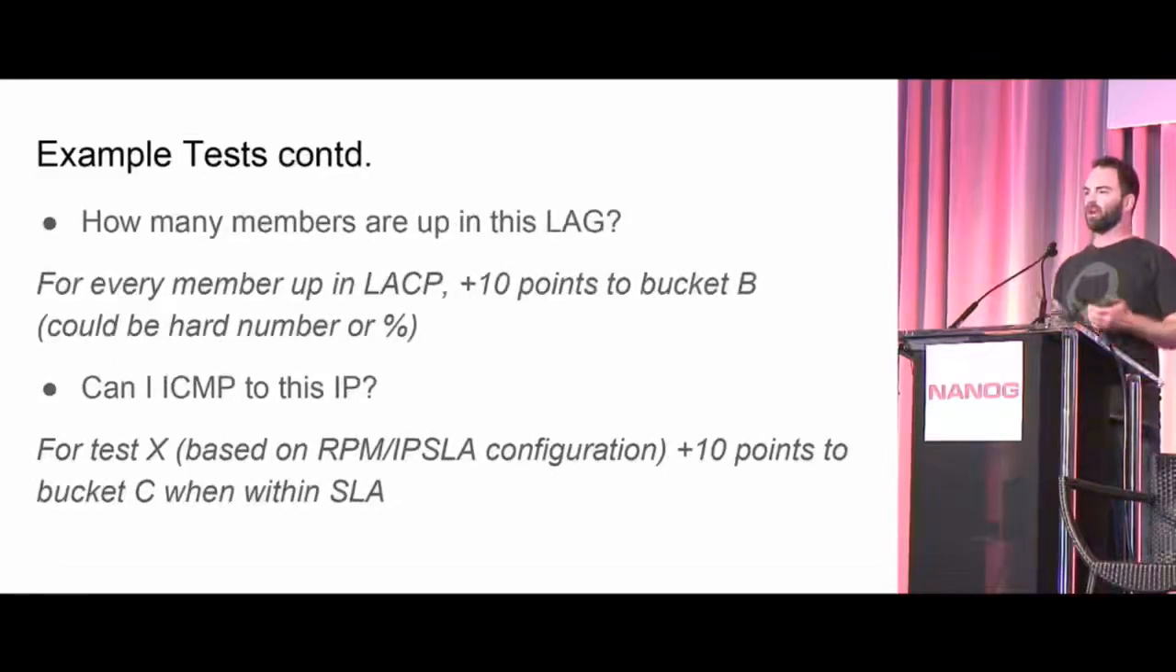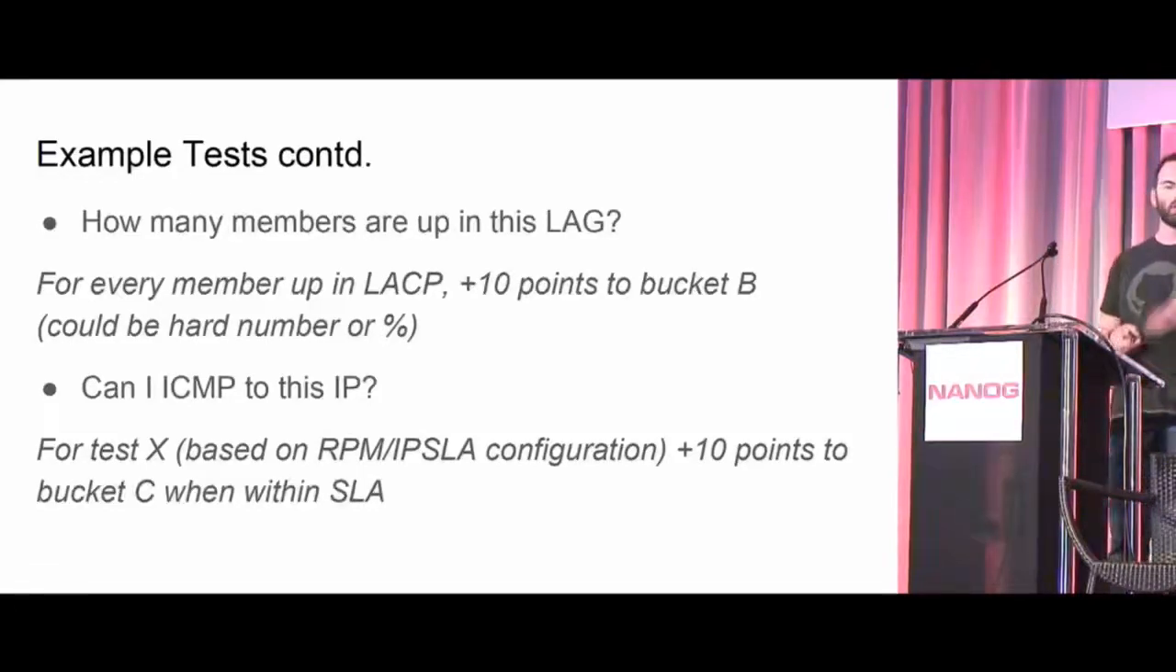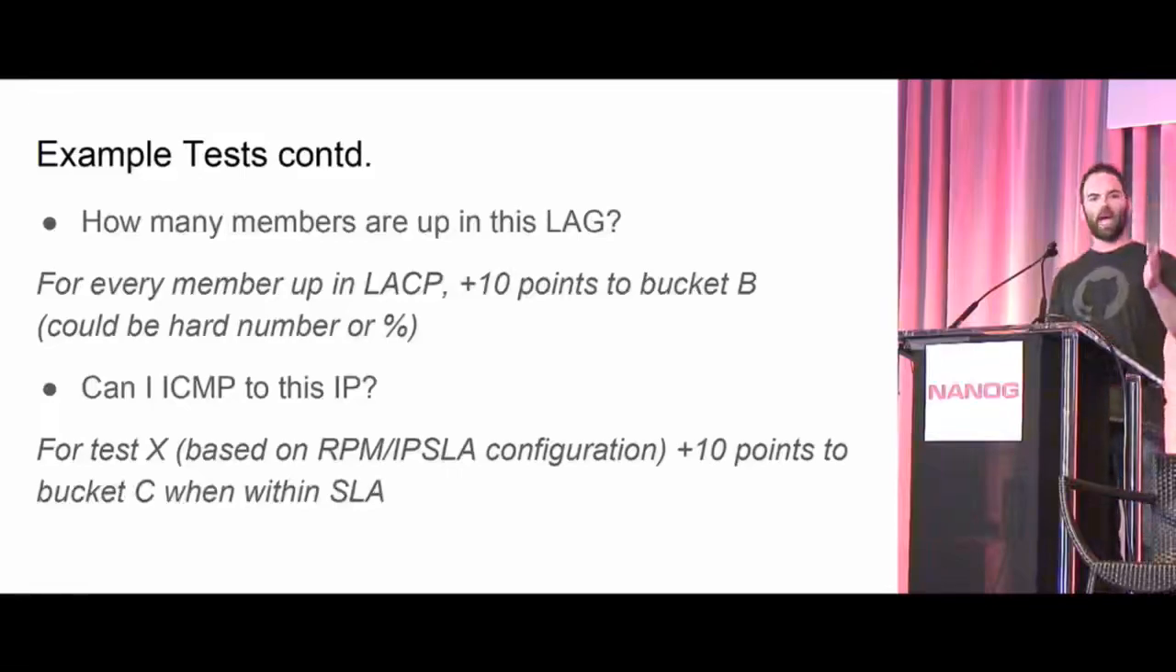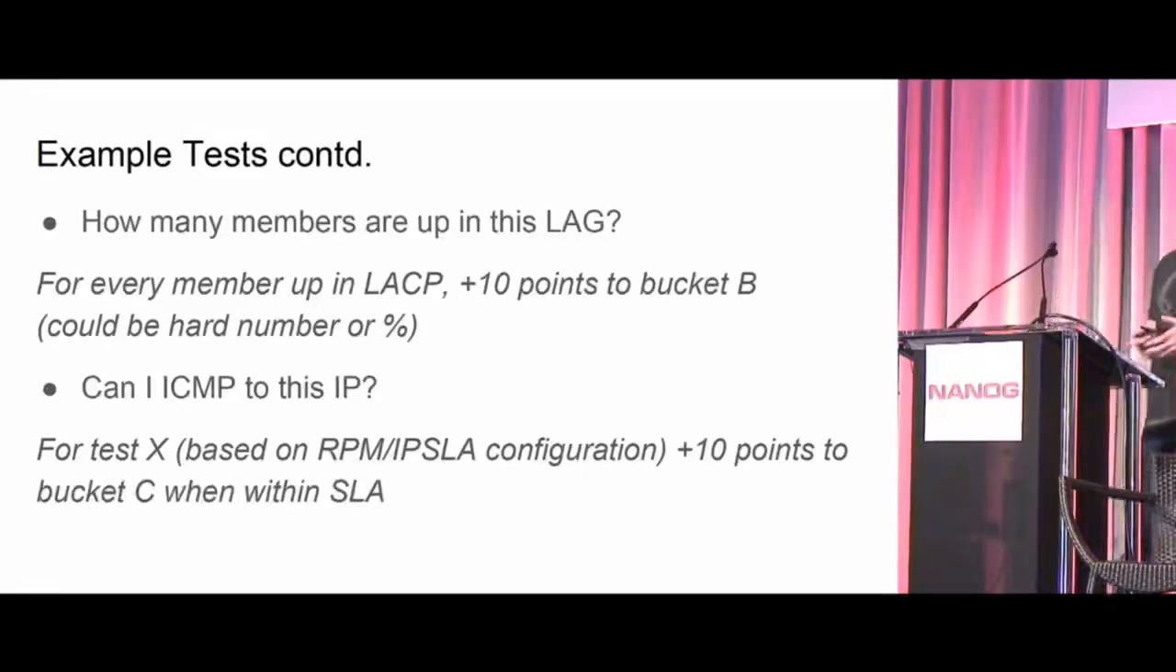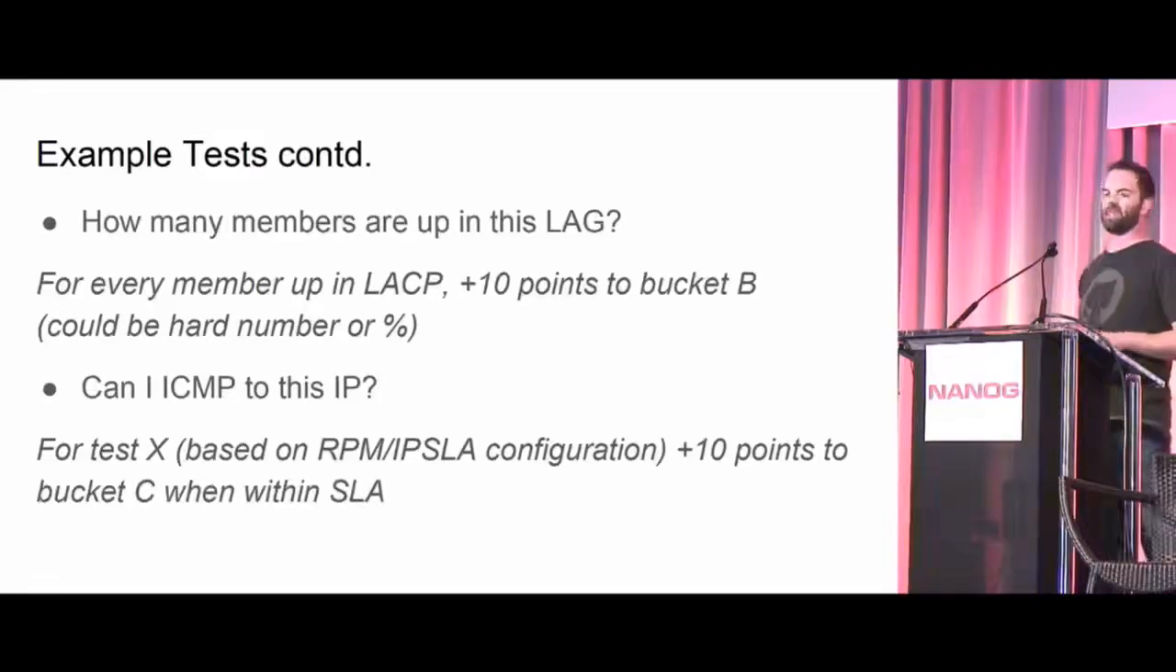So an example of one of these tests might be, as Tim mentioned, how many members do I have in this lag? For each member in a lag, say I have a lag facing AM6, each member will add an additional 10 points to this bucket value, and I can make a decision based on that. Or can I ICMP across my backbone using IPSLA or RPM to my data center? Or can I ICMP and make a connection to Google or Microsoft or Twitter, and then make a decision based on that?